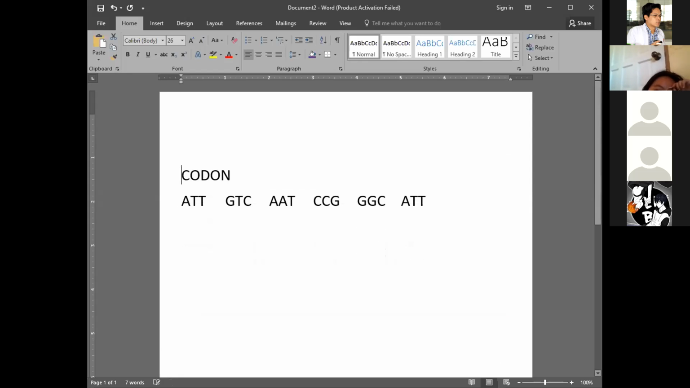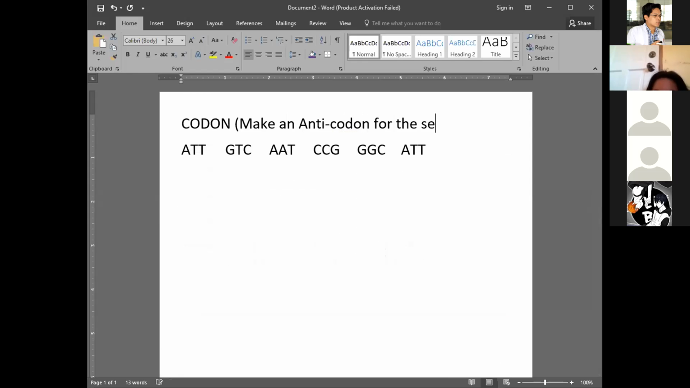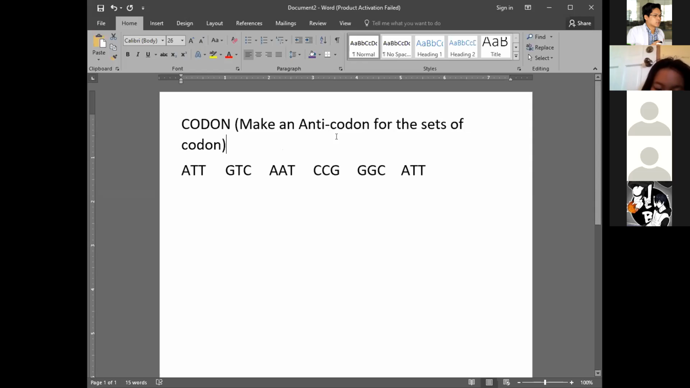Codons. Now, if in the questionnaire you're asked to make an anticodon for the set of codons, this is the codon sequence. So again, if we have this codon, what would be our anticodon?